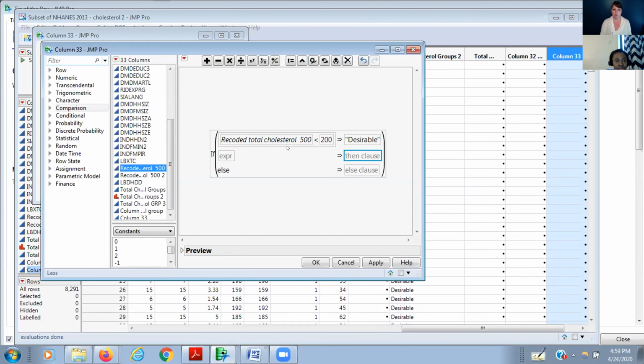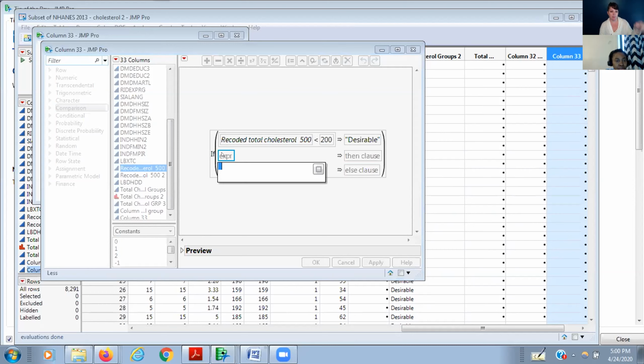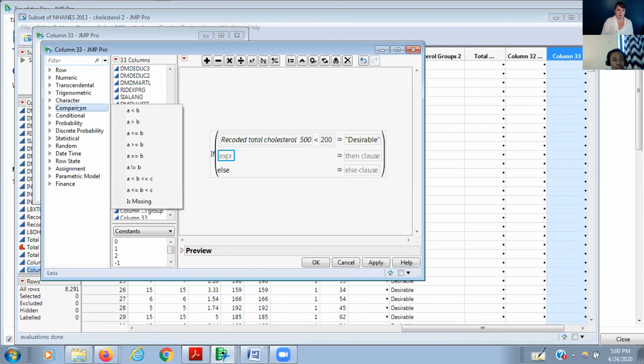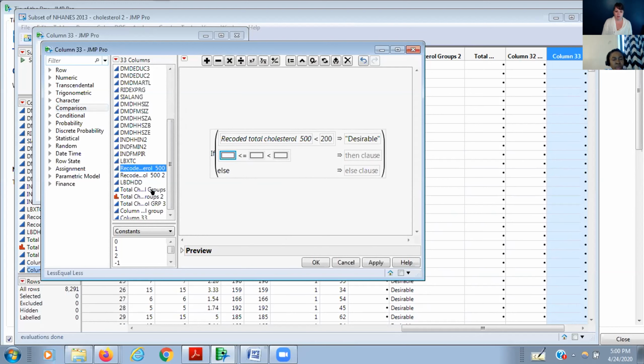And now you want to put your recoded cholesterol into the comparison. So click that little EXPR. First you've got to be in the right box. Okay, here. Click there. And now go to comparison. Just press escape, it'll get you out of there. Now go to comparison. And now you want it to be one of the ones at the bottom. You want it to be greater than or equal to 200, but less than. And then type your number.